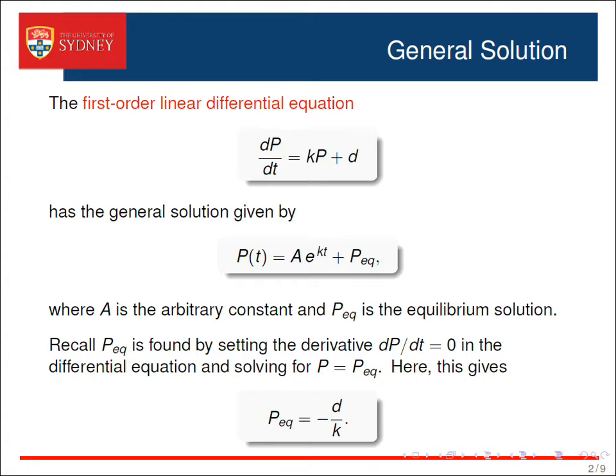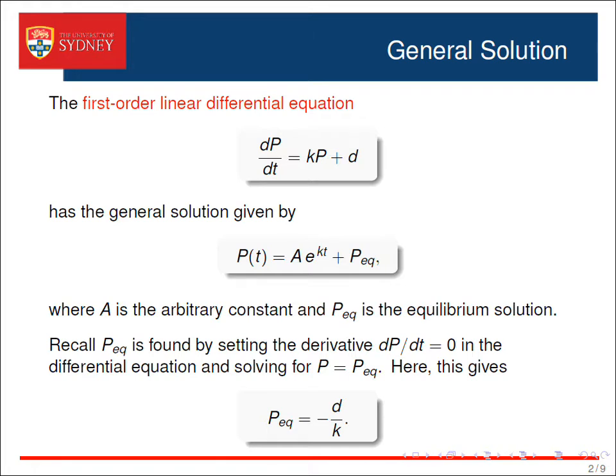For our differential equation, we set dp/dt equals 0 in the first equation, and we set p equal to p equilibrium. Solving this for p equilibrium, we get p equilibrium is equal to the constant negative d on k.